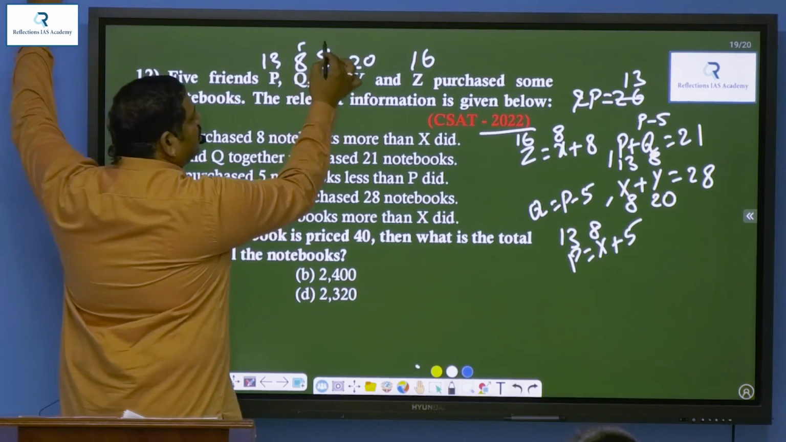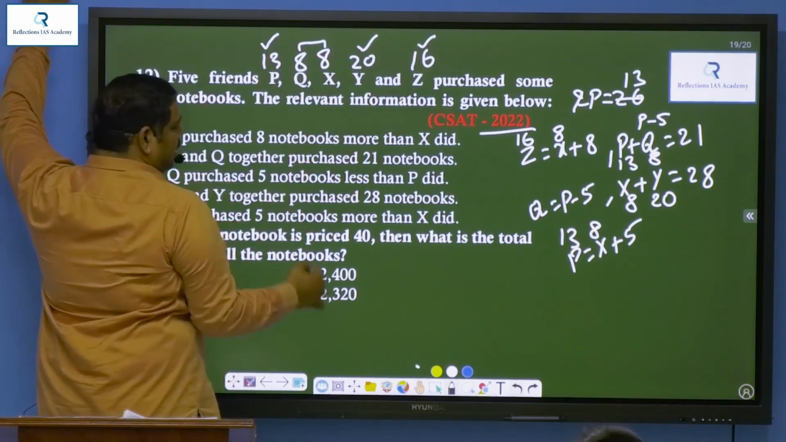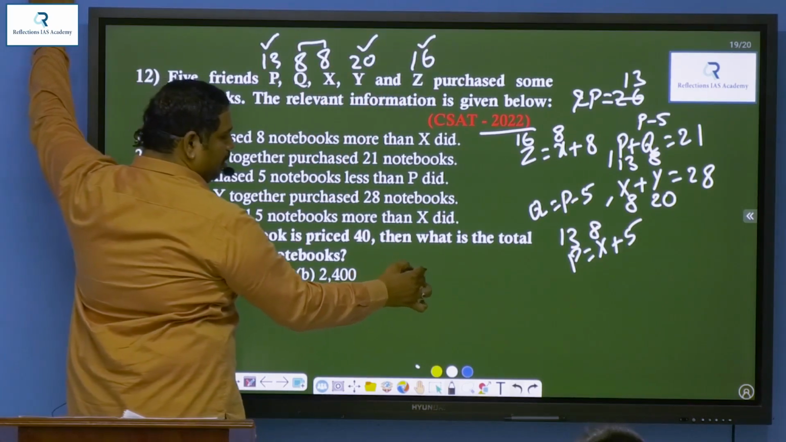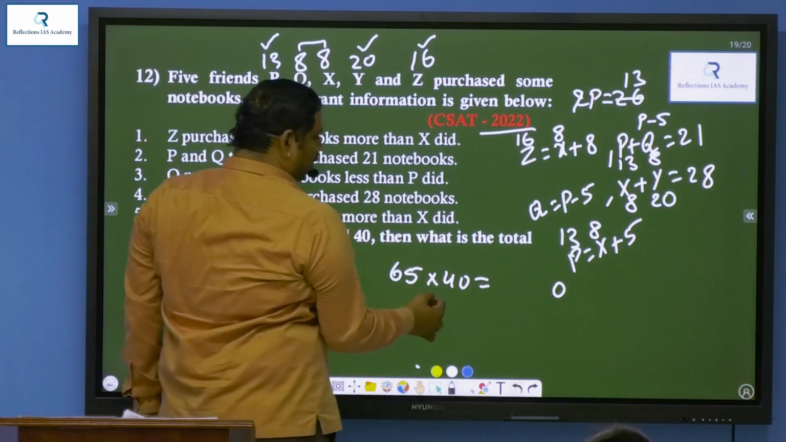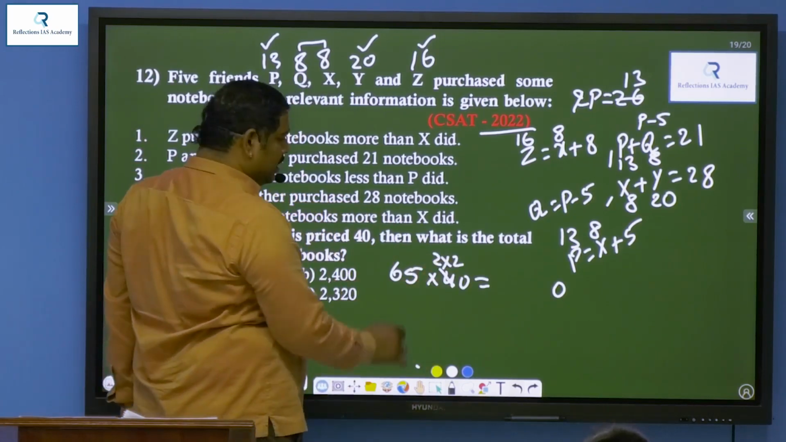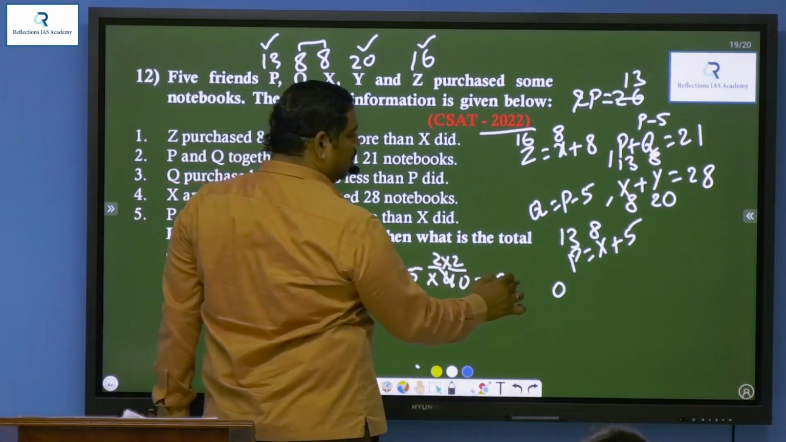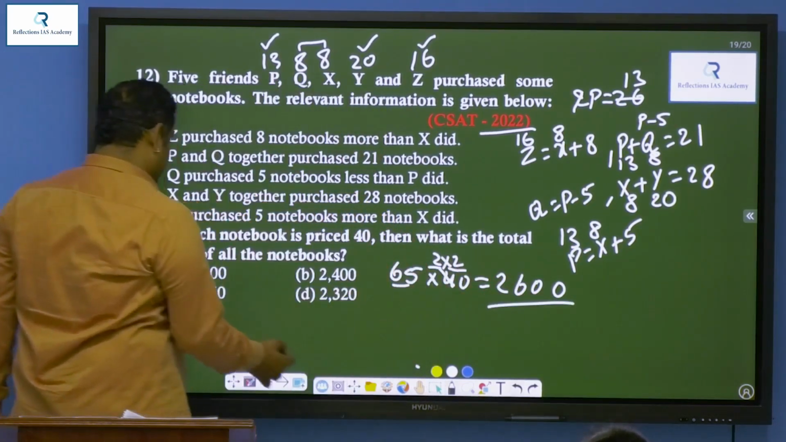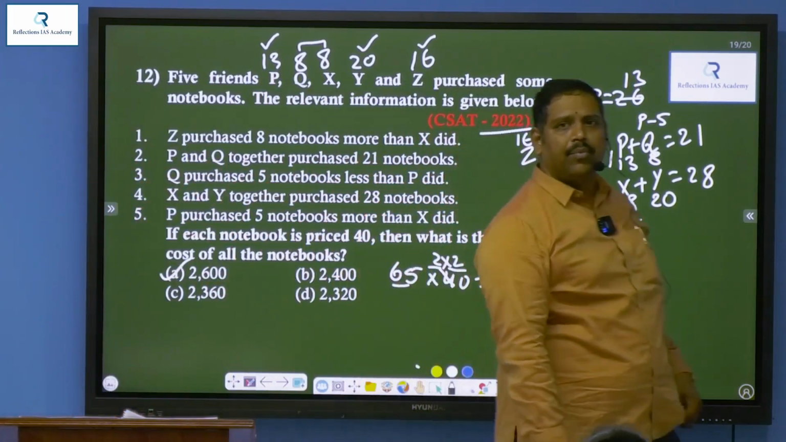Okay, 8 plus 8, 16, plus 16, 32, plus 20, 52, plus 13, 65 books. Right or wrong? Into 40. Keep the 0 aside. Okay, 4 means can I imagine it as 2 into 2? 65 2s are 130. 130 2s are 260. So what's the answer? 2600. It is A. This is A.